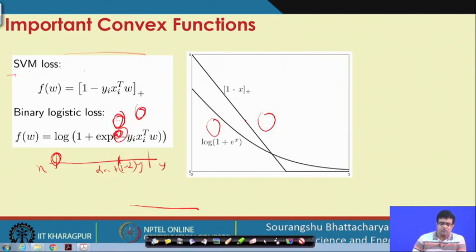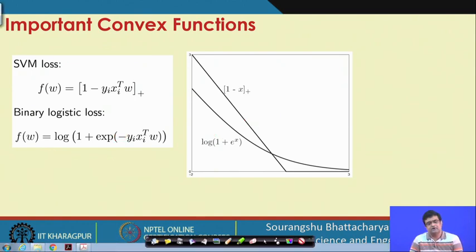Now, why do we care about convex functions? As it turns out, many of the functions that we optimize in machine learning, for example, in support vector machine or binary logistic regression, are all convex functions. So, they are a very important class of functions in machine learning. As you can see, this is the loss function for support vector machine and this is the loss function for binary logistic regression.